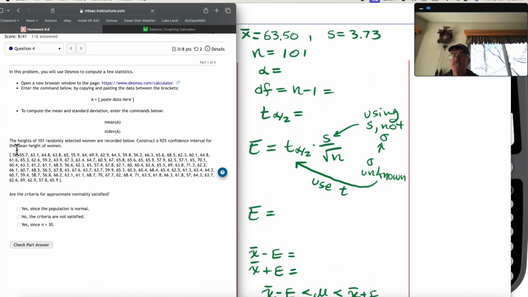Okay, so it says these are heights of 101 randomly selected women recorded below, and we want a 92% confidence interval. So the complement of 92% is 8%. Okay, degrees of freedom, 101 minus 1. So 100 degrees of freedom.